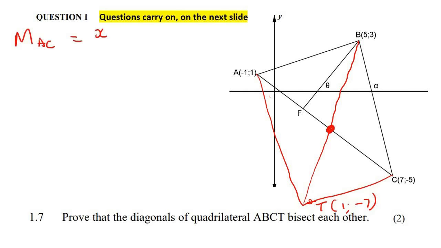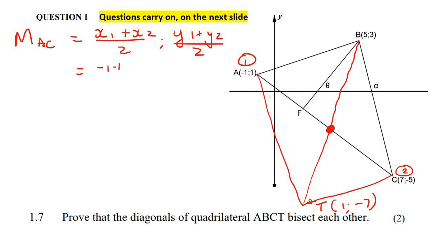Now we know the formula for midpoint is x1 plus x2 over 2, and then y1 plus y2 over 2. And so I'll call this point 1, I'll call this point 2. And so that's going to be -1 plus 7 over 2, and then 1 plus -5 over 2. And then if you had to work that out, you're going to end up with 3 over here and -2 here. So that's going to be 3 and -2.